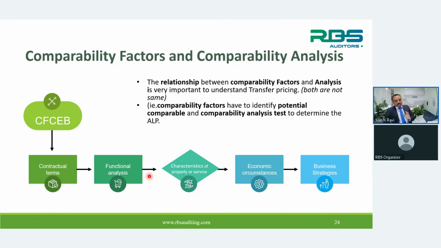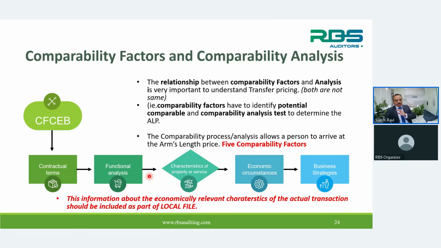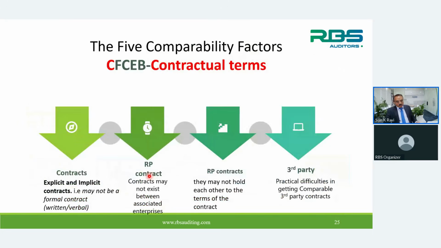So comparability factors. First, these 5 comparability factors you have to analyze. After analyzing these 5 comparability factors, then you have to arrive at the pricing analysis. So there is a test after this one. On that basis we have to arrive at the ALP price. So there are 2 processes. One is the 5 comparability factors, and the second one is comparability analysis. We will see this process in detail.